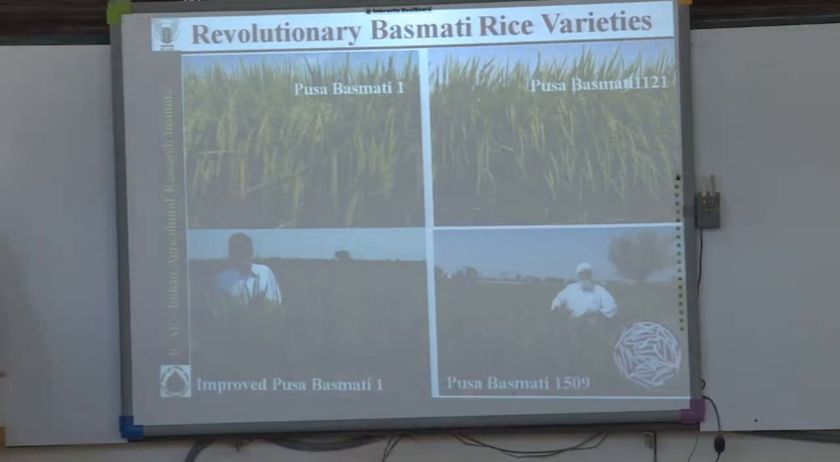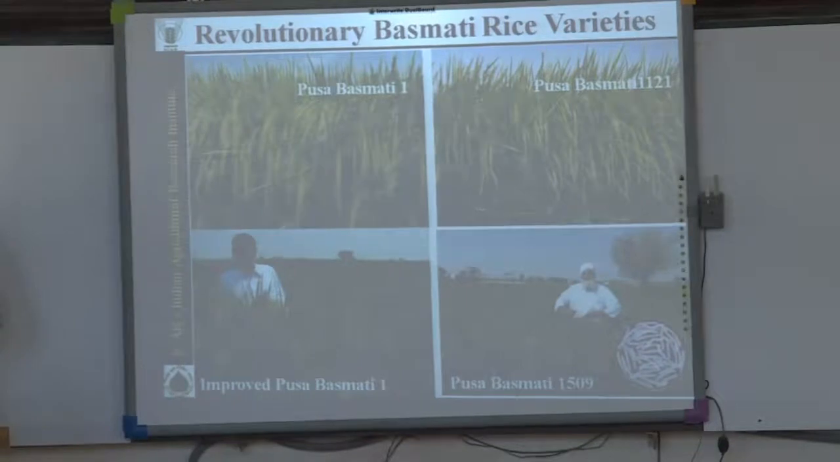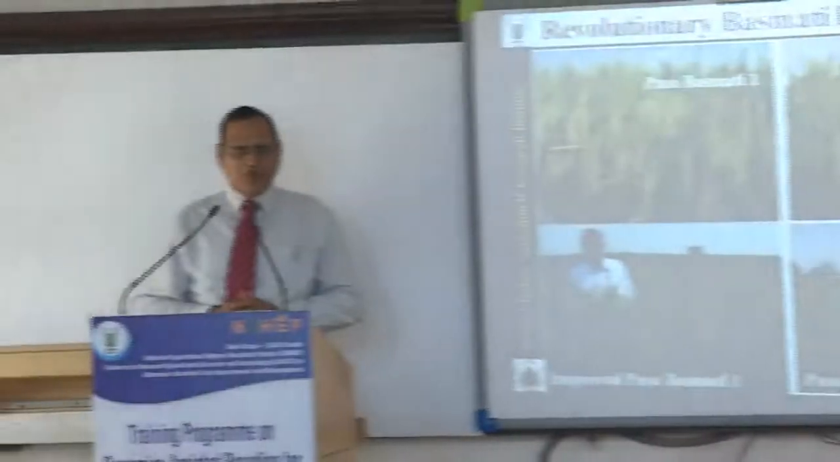And in 2013, we came out with another dwarf high-yielding variety, which is very early in duration, about 120 days seed-to-seed maturity, that is Pusa Basmati 1509. So these two varieties, 1121 and 1509, are very popular now. 1121 is being cultivated in 1.2 million hectares, and 1509 is roughly cultivated in 0.5 million hectares.